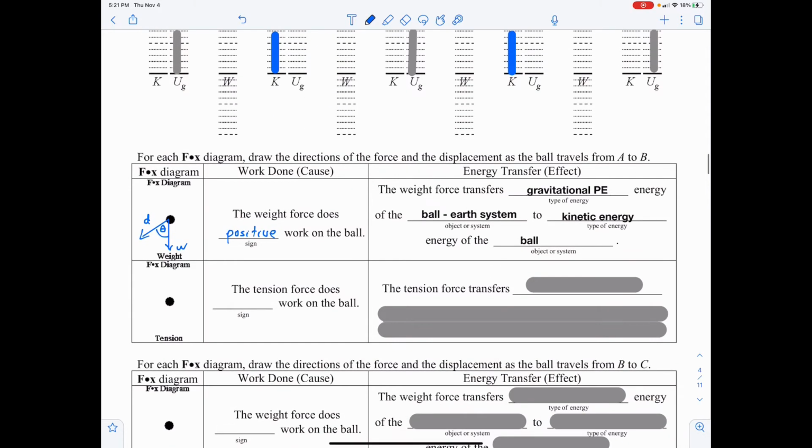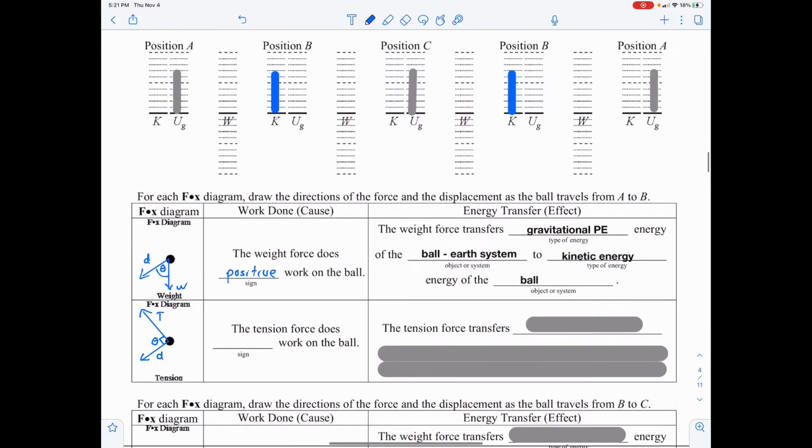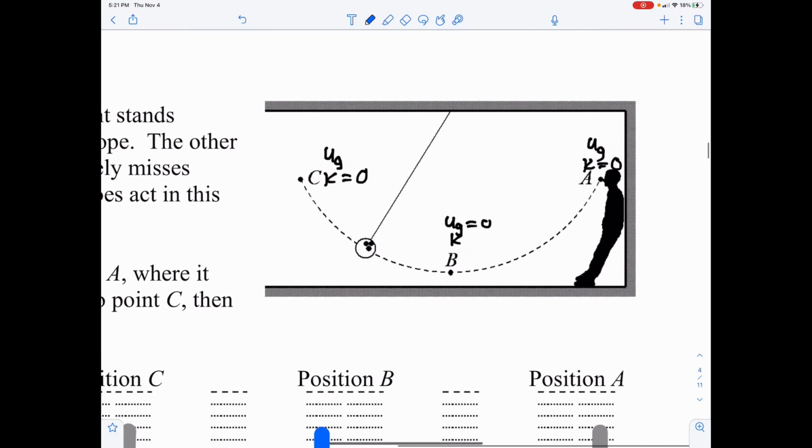In the next one, we have the tension force. Well, the displacement is still downward this way, but the tension force is along the string, along the rope. And theta would be 90 degrees. Look back at the picture. If we looked at the ball anywhere in this part of the swing, down from A to B, you have the displacement down in this direction, and you have the tension going up the rope.